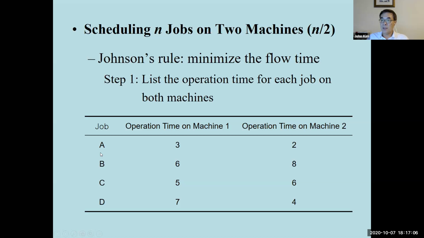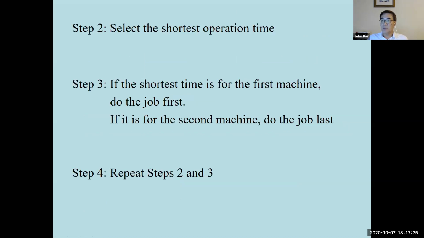So job A needs 3 time units on machine 1, 2 time units on machine 2, B 6, 8, 5, 6, 7. First list times like this, and then select the shortest operation time. And then if the shortest time is for the first machine, do the job first. If it is for the second machine, do the job last, and then repeat steps 2 and 3.